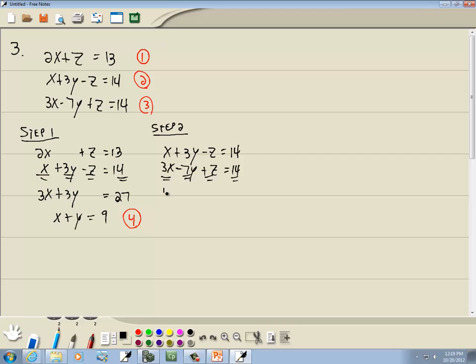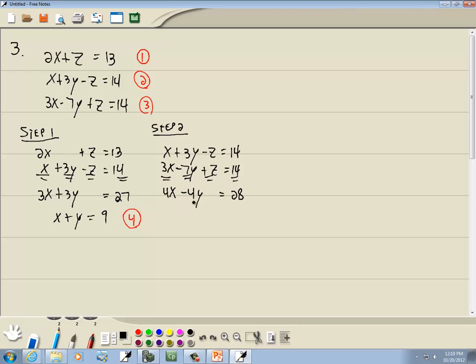Well, x plus 3x is 4x. 3y minus 7y is negative 4y. Negative z plus z drops away. 14 plus 14 is 28. Now let me double check everything. It's like I say, I do screw these up real easy. I add numbers wrong.